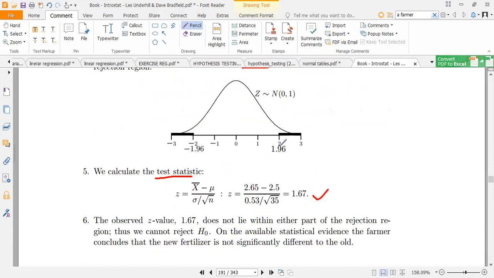So 1.67 on our number line is somewhere here. Can somebody tell us, are we rejecting or failing to reject? We fail to reject. It's in the acceptance region, inside here, so we cannot reject. So the question is asking us, is there a difference? This farmer wants to use a new fertilizer, a new brand.